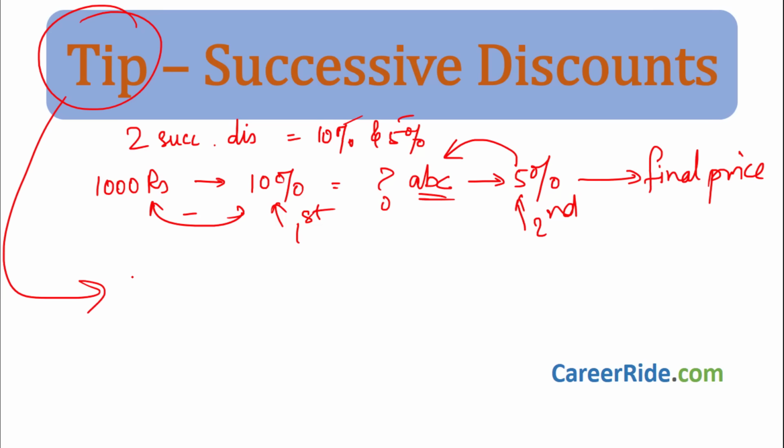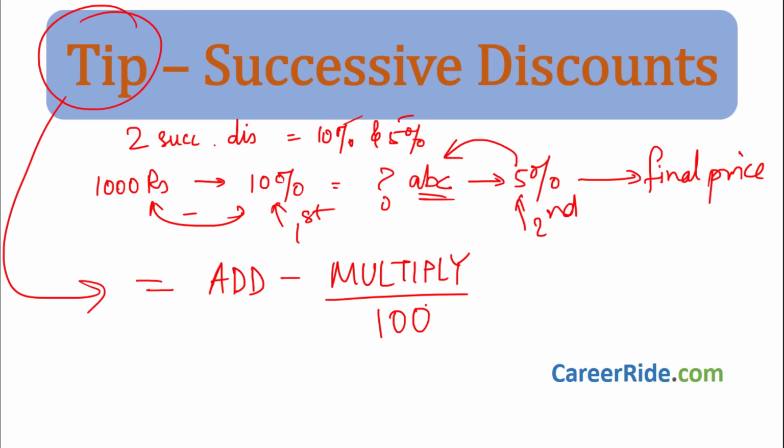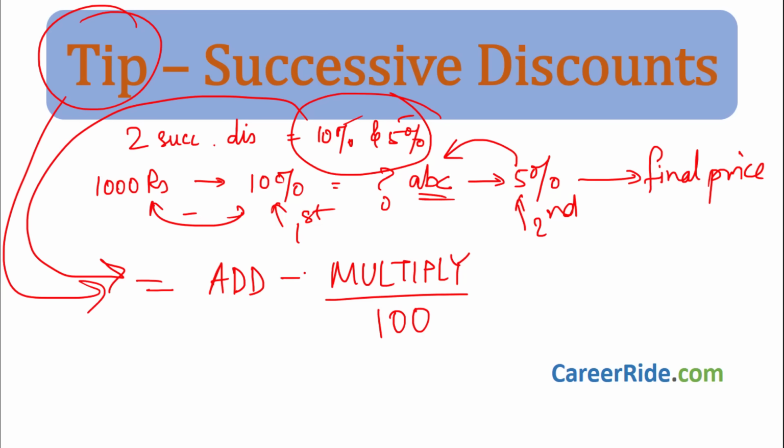So the single equivalent discount can be given by add minus multiply by 100. Whenever there are two discounts, the single equivalent discount of these two discounts is given by add minus multiply by 100. What is add? Add is nothing but adding both the discounts, 10% and 5%. Minus multiply. Multiply means multiply both the discounts, 10 into 5 upon 100.